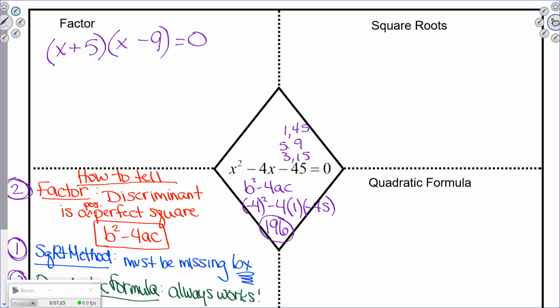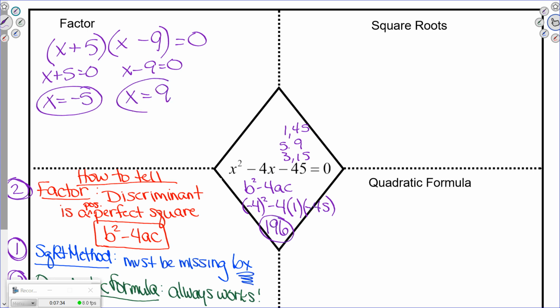All right, and then we set each one equal to 0 and solve. So x equals negative 5 and x equals 9. Factoring, I like that. What about the square root method? Why? Good. It's got to be x. It's got that 4x in there, so I cannot use the square root method on this problem. Quadratic formula? Yeah, I can always use that one.